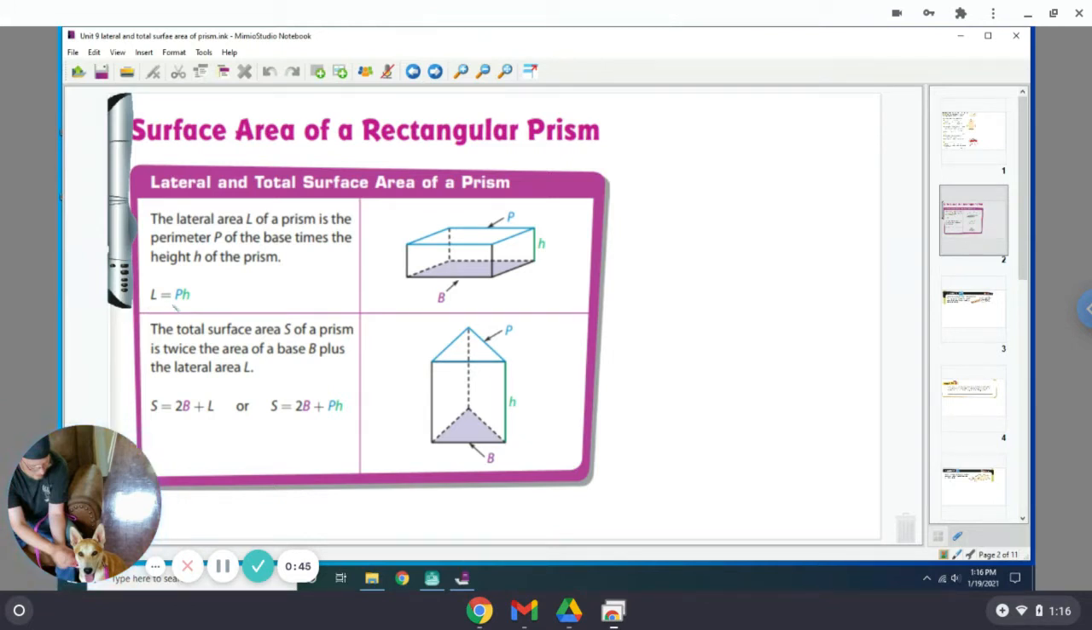So lateral is big P times H. And so I've taught you big B before, which big B is the area of the base. So big P is the perimeter of the base. So that's how you do it. So you find the perimeter of the base, and then you multiply by the height. And then the surface area is just 2 times big B, which is the area of the base, plus what you got for the lateral surface area. So they go hand in hand.